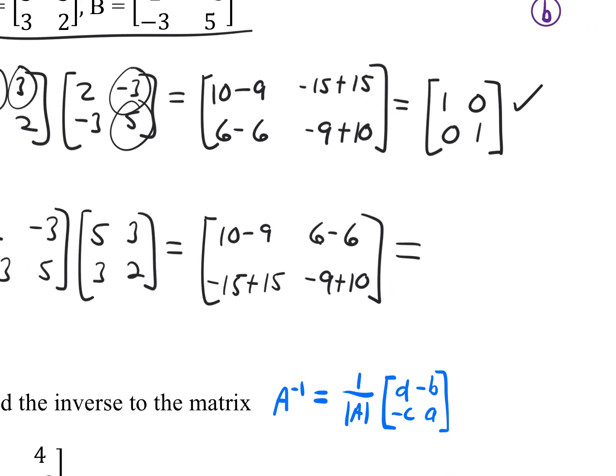All right, so then we simplify all of these. Do we get the same thing? 1, 0, 0, 1? We do, right? So then these are inverses. So I'm going to say yes.